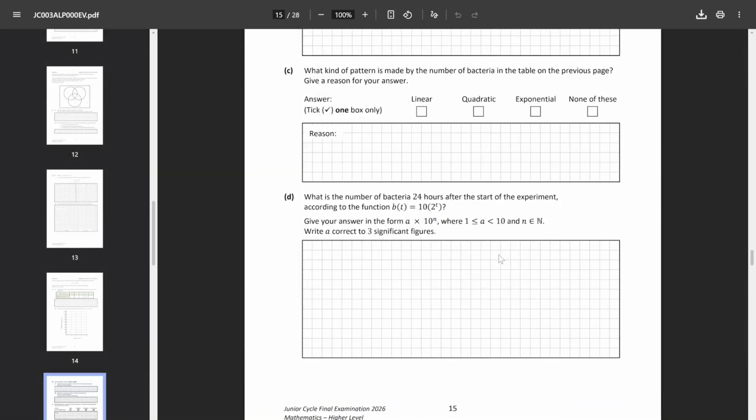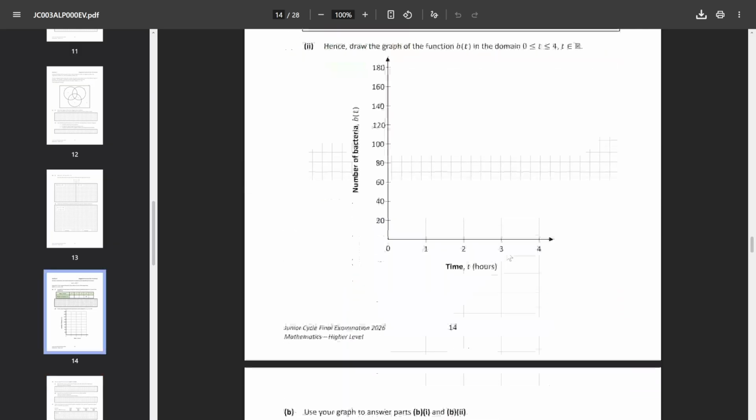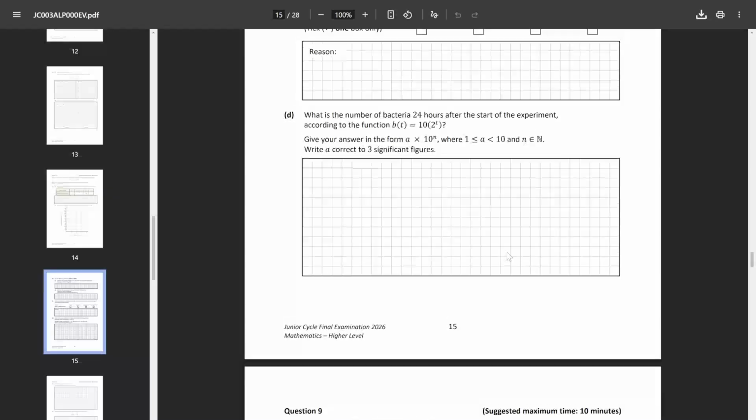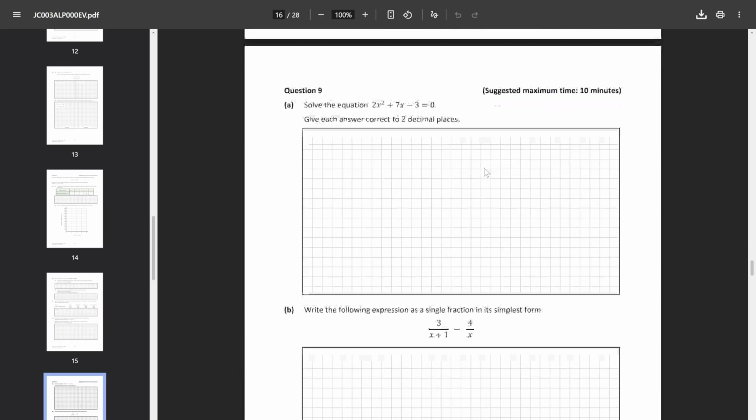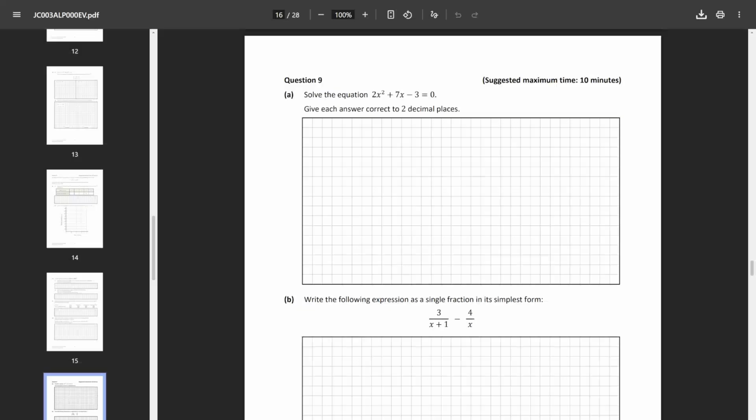And then, of course, a couple of these were pretty fine. This one was just extrapolating and using scientific notation. So a pretty nice question in that end. Question 9 was about a quadratic and writing a fraction, or writing two fractions as a single fraction.